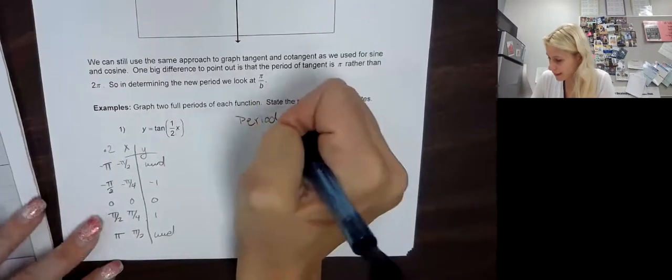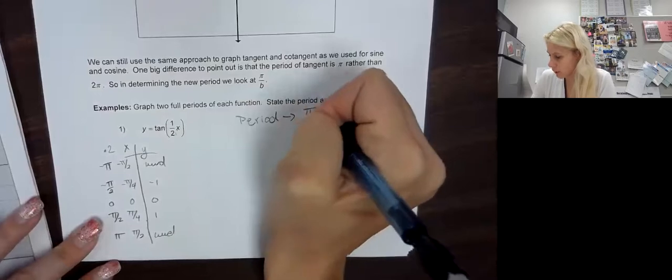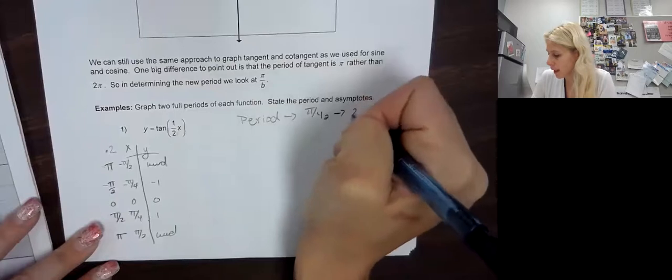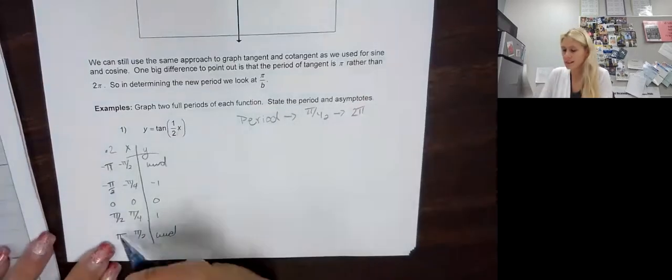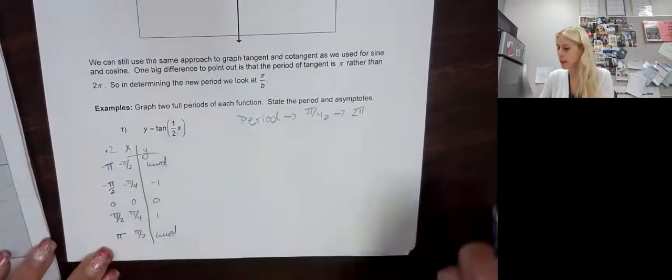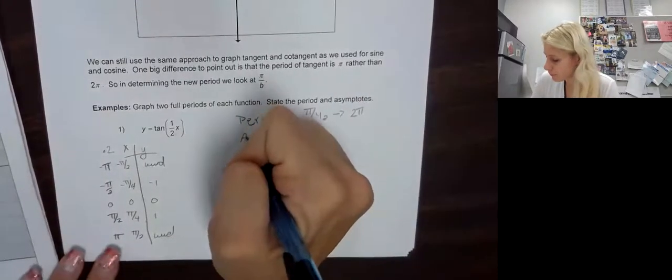So what is it? It is pi over b, which is 1/2, which when we simplify that, we get 2 pi. And what do you know? Even though this doesn't say 2 pi up here, we have pi, 2 pi. So that works. Now asymptotes.